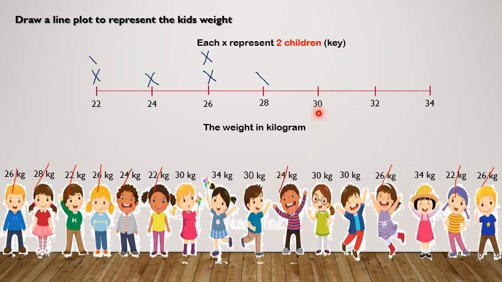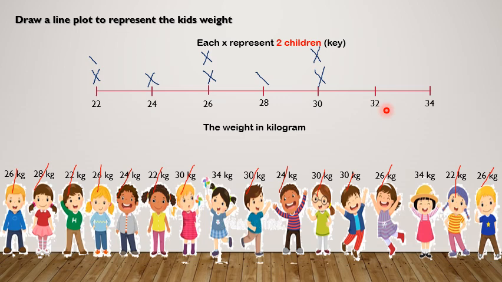30 kilograms. How many times is it repeated? Let's see. 1, 2, 3, 4. 4 kids are 30 kilograms. So let's put them here. 1, 2, 3, 4. Okay, let's move to the next number.